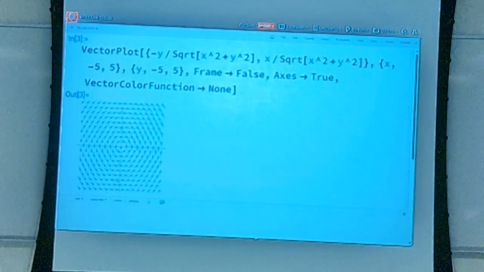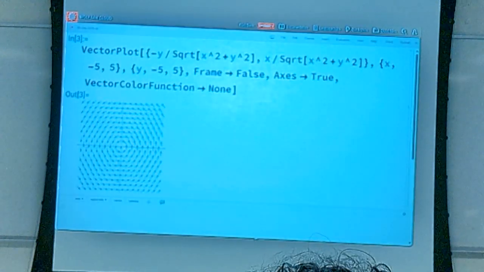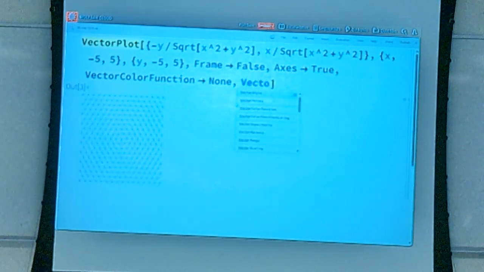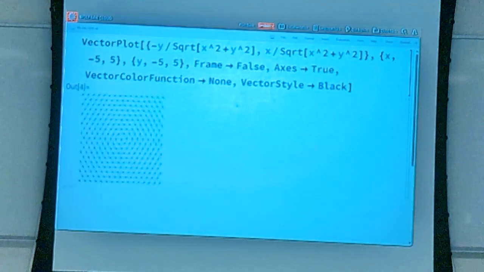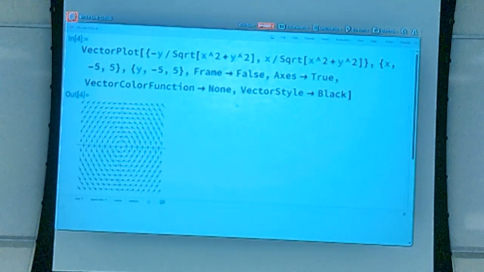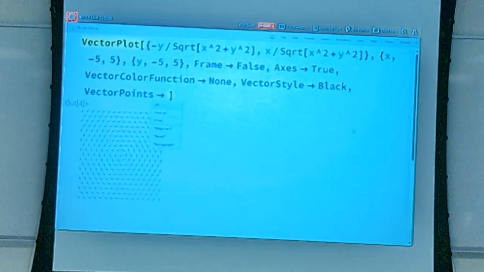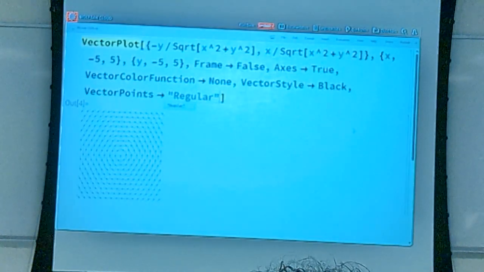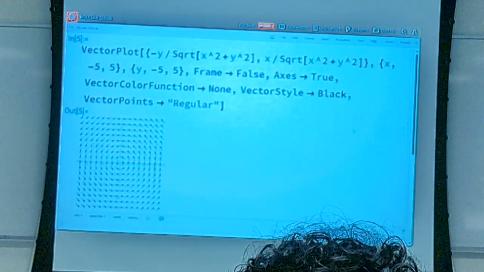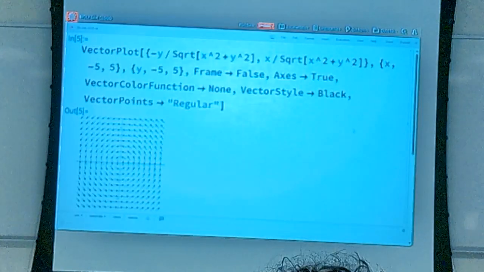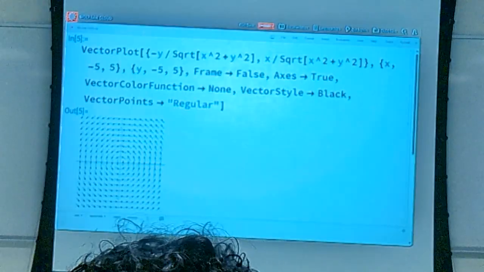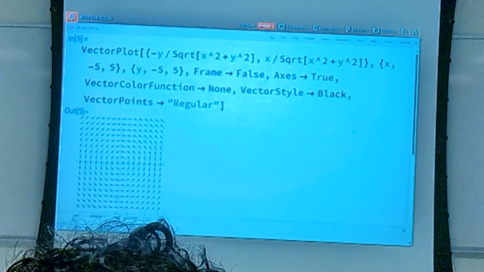I'm also pretty sure I can change the color. Yes, and under vector style, I can change that color. I also typically will use this option, vector points to regular. Look how that's going to adjust it. So there's your spin field.